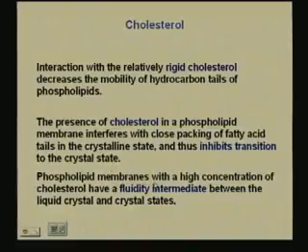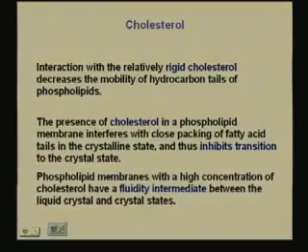So, the phospholipid membranes with a high concentration of cholesterol have a fluidity that is intermediate between the liquid crystal and the crystal states. So, it imparts a rigidity, but at the same time it does not allow the close packing that is there in the crystal state. So, it gives it a fluid intermediate feature between the liquid crystal and the crystal state. And why is this happening?